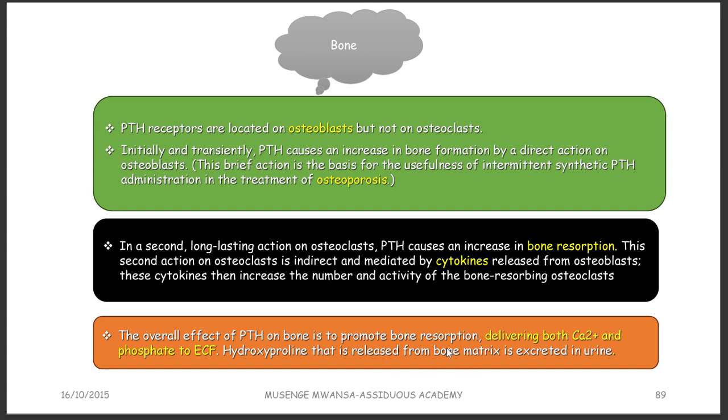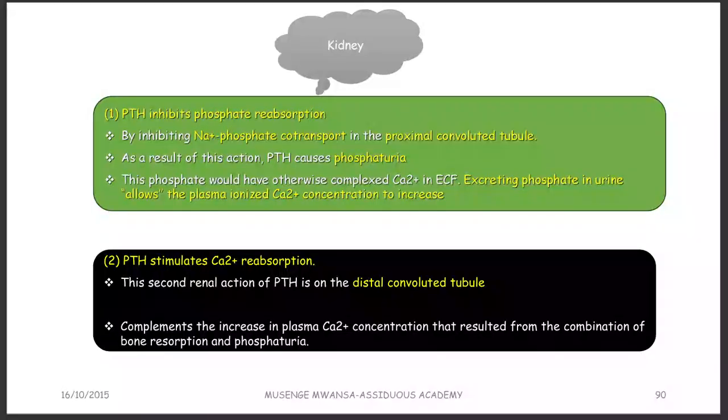Hydroxyproline that is released from bone matrix is excreted in urine as you are breaking down the bone. And then on the kidney, we already know the action. It is going to inhibit phosphate reabsorption. Phosphate reabsorption inhibition is happening in the proximal convoluted tubules, where I've got a sodium phosphate co-transporter. So instead of you absorbing, you're stopping that. So the phosphate is going to be released in urine. That's known as phosphaturia.